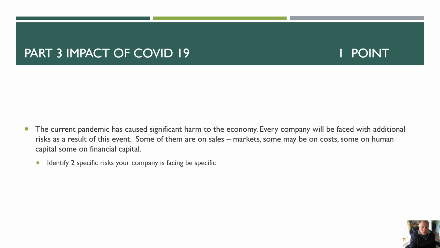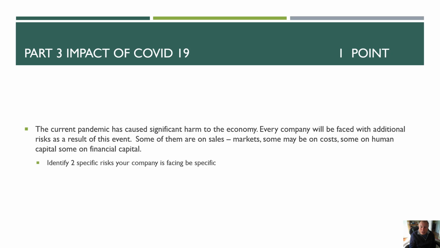Last thing, one point. The current pandemic has caused significant harm to the economy and the way business is done. Every company is going to be faced with additional risks as a result of this. Some of them are on sales, markets, customer demand. Some may be on costs. If we have to implement certain social distancing measures, will certain materials cost more or less? Some might be on human capital. And in the current environment, do they have enough cash to get them through this period with limited or no sales?